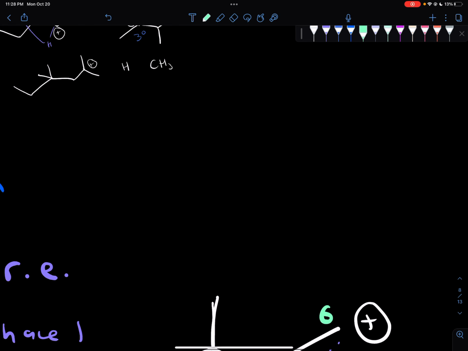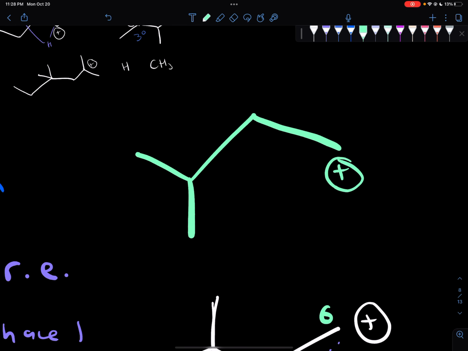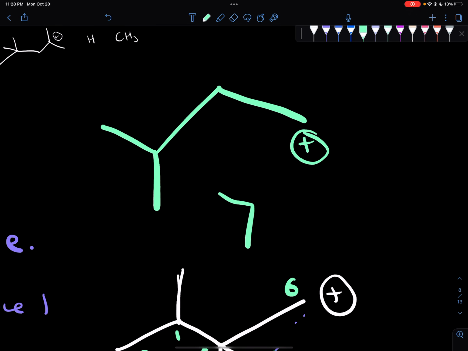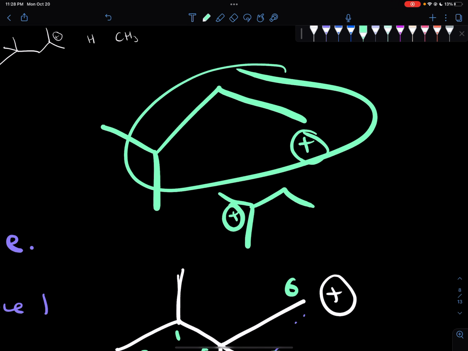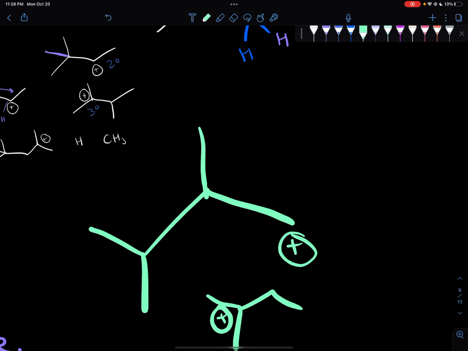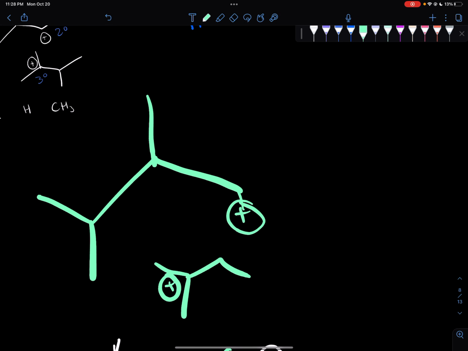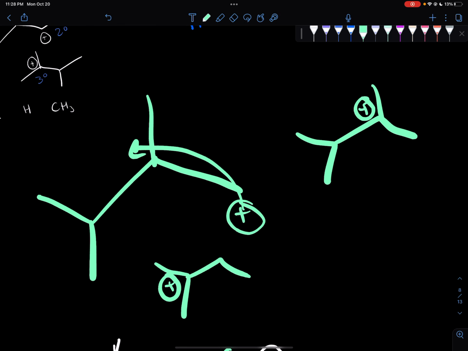One more thing to mention before I move on is that carbocation rearrangements can only happen if you're one away from something. So if you're thinking, oh, I can rearrange this into that, that is not going to occur because we're too far away from each other. If it was like this, on the other hand, then sure, I can move one away and get this right here.